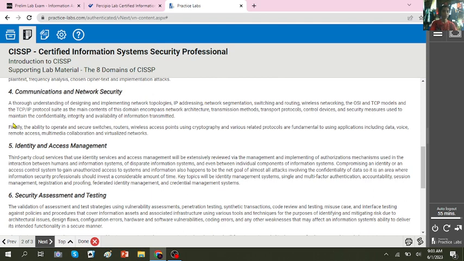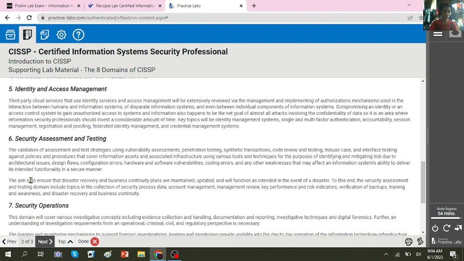Number 4, communication and network security. A true understanding of designing and implementing network topologies, IP addressing, network segmentation, switching and routing, wireless networking, the OSI and TCP models, and the TCP/IP protocol suites as the main contents of this domain encompass network architecture, transmission methods, transport protocols, control devices, and security measures used to maintain the confidentiality, integrity, and availability of information transmitted.